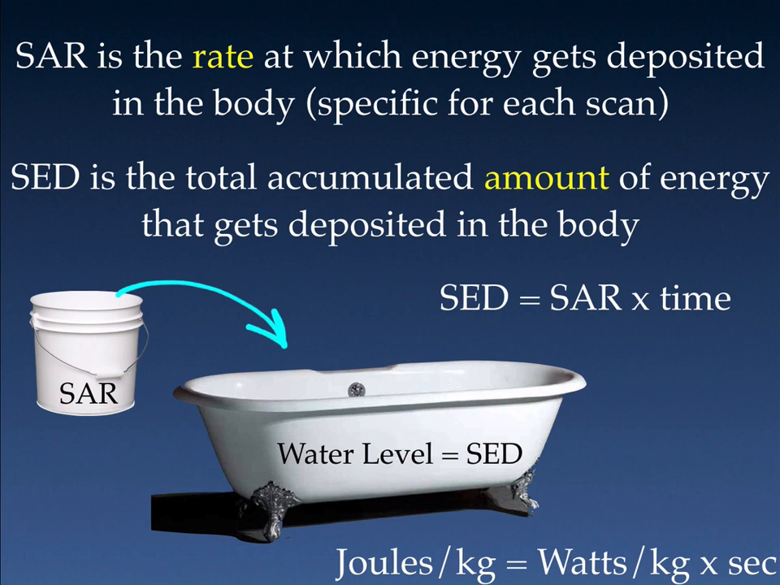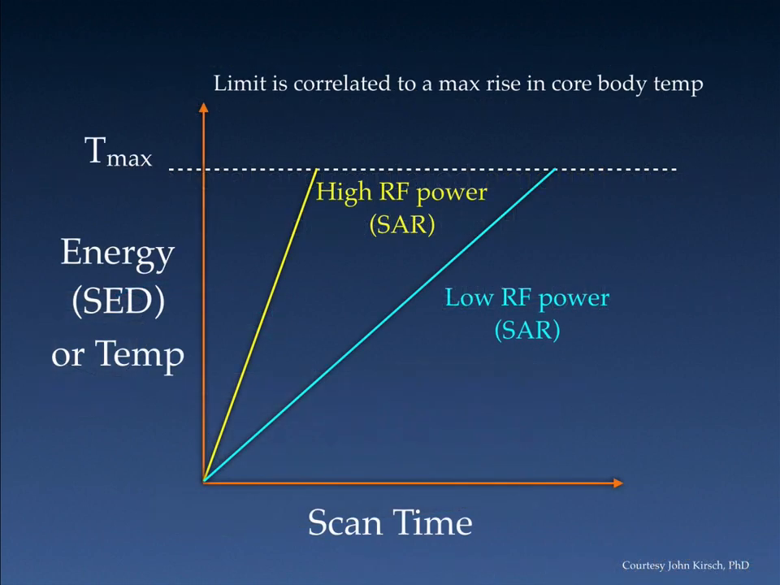Now, if this tub represents my maximum amount of energy level that I'm allowed to deposit into a patient, that is to say the SED, then the bucket would represent each individual scan in this study. If I were using 2 watts per kilogram of RF per sequence, that would be a smaller bucket compared to 4 watts per kilogram per sequence. Obviously, the greater the amount of RF energy per sequence, the quicker I would reach the maximum, the quicker I would fill that tub up.